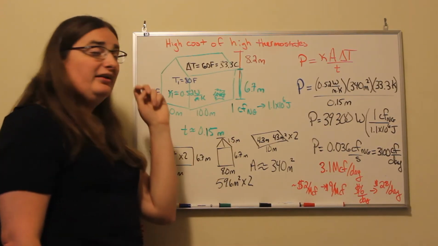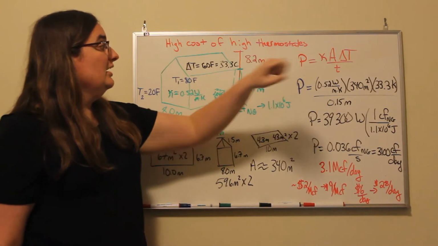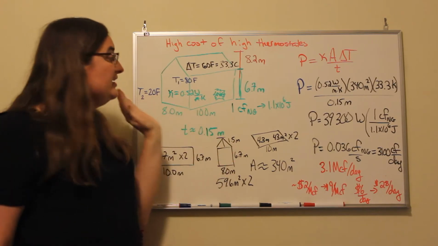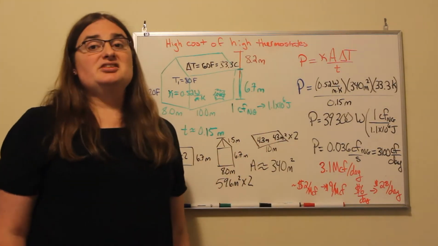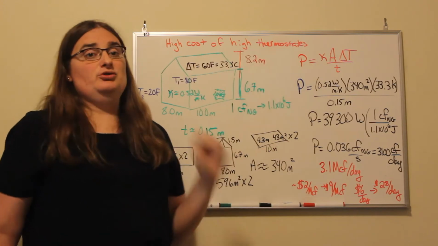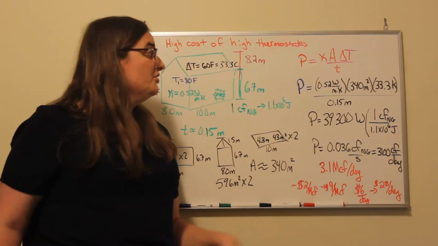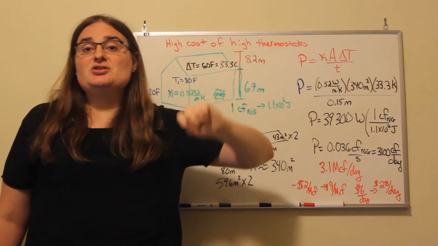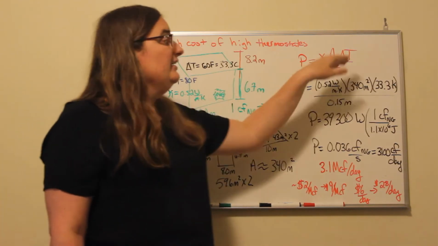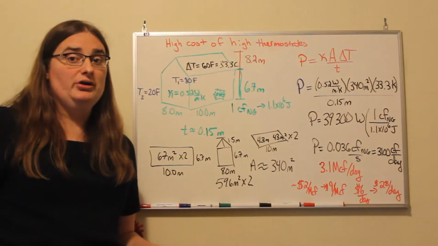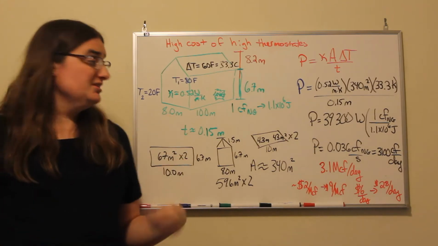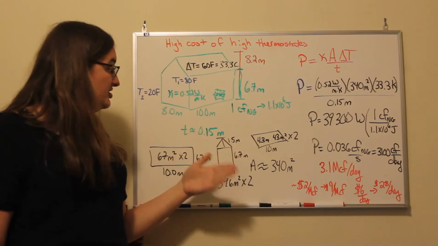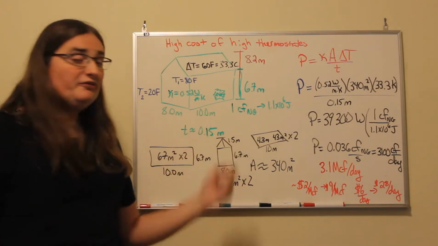Now, for thermal conductivity, the thermal conductivity power, the rate at which energy is leaking through a slab of material, is equal to the thermal conductivity of that material times the cross-sectional area of that object times the temperature difference between the inside and outside divided by the thickness of the material. So I'm going to make some assumptions. I'm going to assume that all of the walls are on average 6 inches thick, which is 0.15 meters.